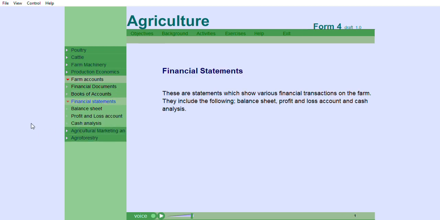Financial statements. These are statements which show various financial transactions on the firm. They include the following: balance sheet, profit and loss account and cash analysis.